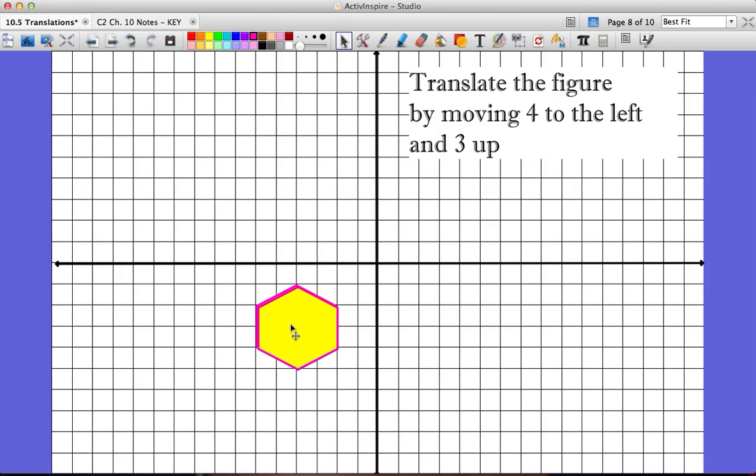Okay, so now I'm going to speed this up a little bit, and I'm going to actually move the entire shape at once because I have the ability to do that. So I'm moving to the left 4, so 1, 2, 3, 4, and then up 3. 1, 2, 3. So this is where your shape should be. So now this top shape should be at negative 8, positive 2.